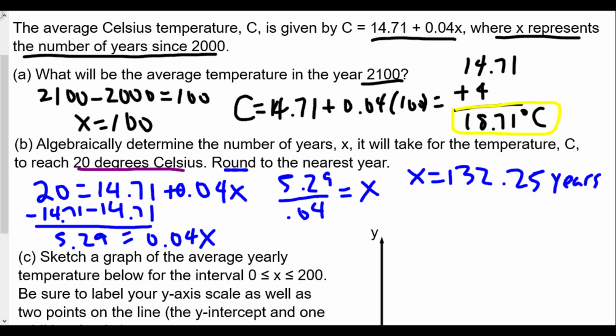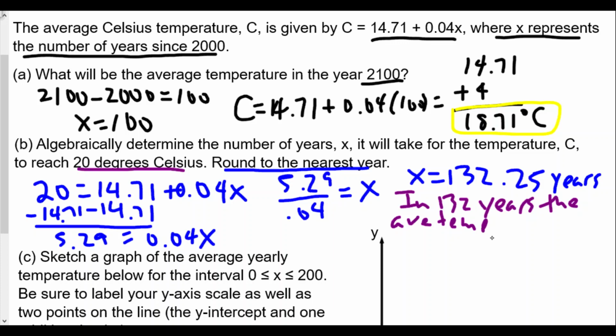Well, it says round to the nearest year. So it says round to the nearest year, and we have to really read the instructions carefully, make sure we get the right answer. So in 132 years, the average temperature will equal 20 degrees Celsius. Okay, according to our formula, right?